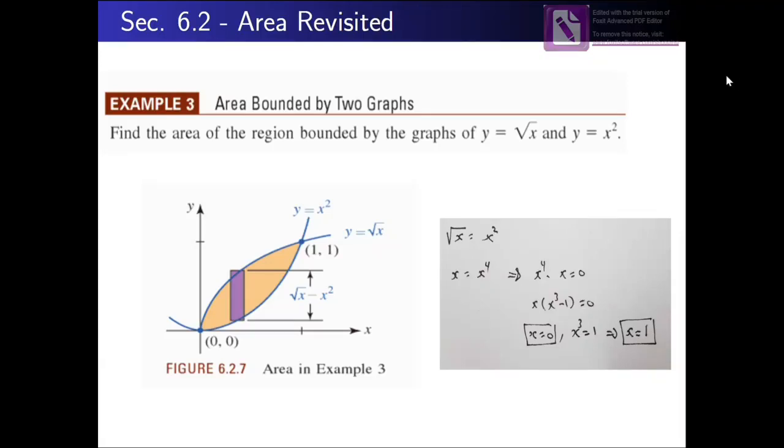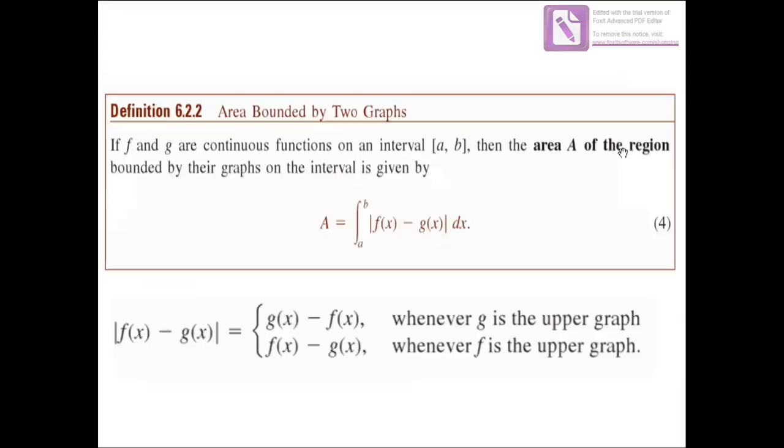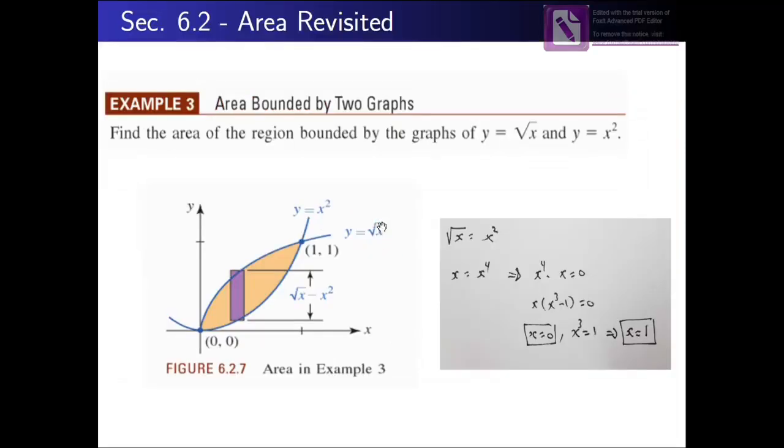So let us see this example. Find the area of the region bounded by the graphs of y equals root x and y equals x squared. So we know that the area is given by the integral of the absolute value of f(x) minus g(x), where x is from a to b. Here we don't have the interval a to b. We don't know which one is upper, which one is lower.